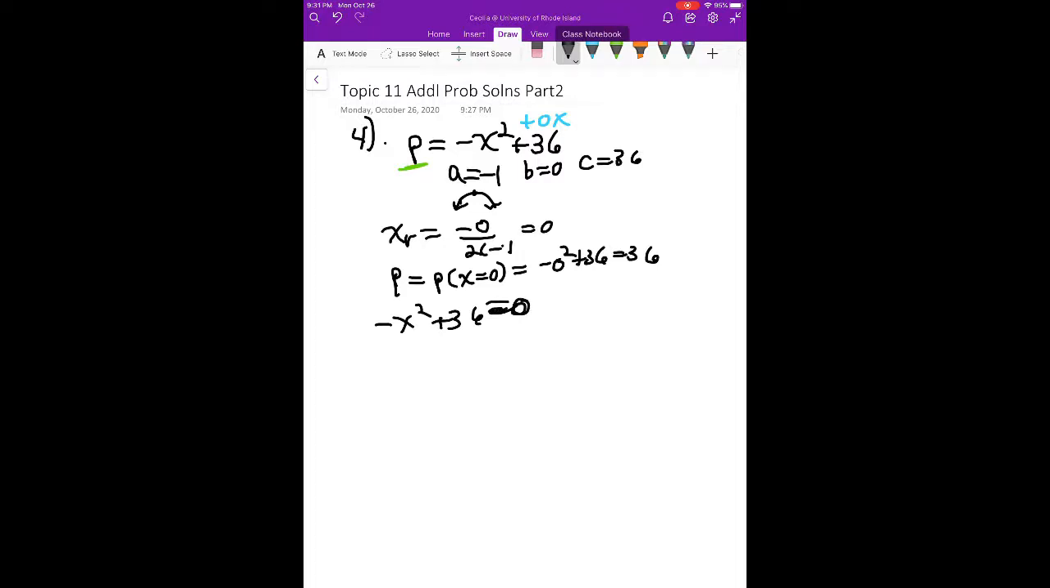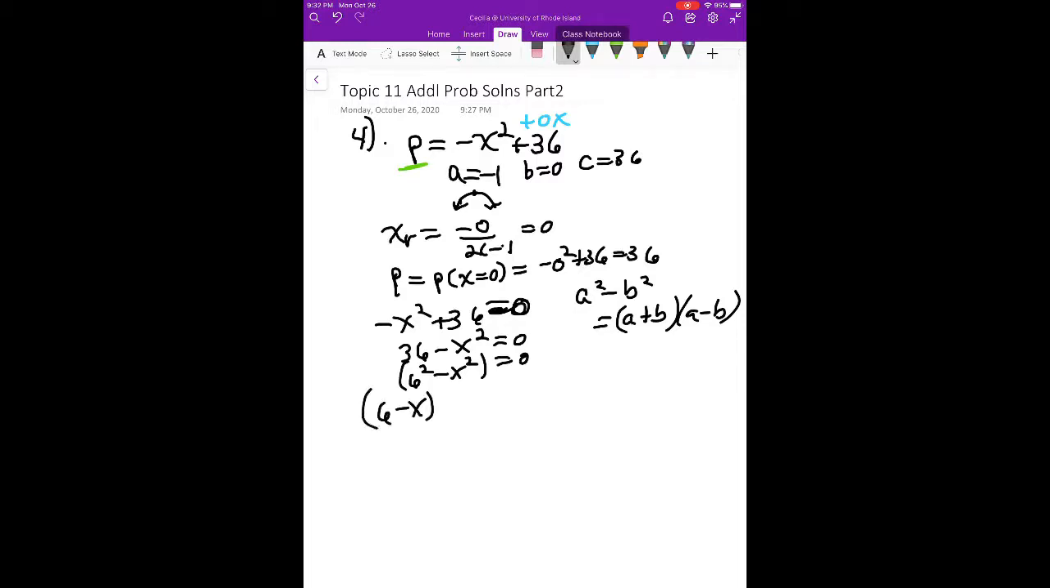Okay, and we can just rewrite this as 36 minus x squared is equal to 0. So this is very similar to the problem number 3 that we just got done doing, because these are both perfect squares. So we can think of this as 6 squared minus x squared, and set that equal to 0, and by our rule that a squared minus b squared can be factored into a plus b and a minus b, we're able to go ahead and factor this as 6 minus x times 6 plus x. All right, I'm just following this rule. And I want to set that equal to 0.